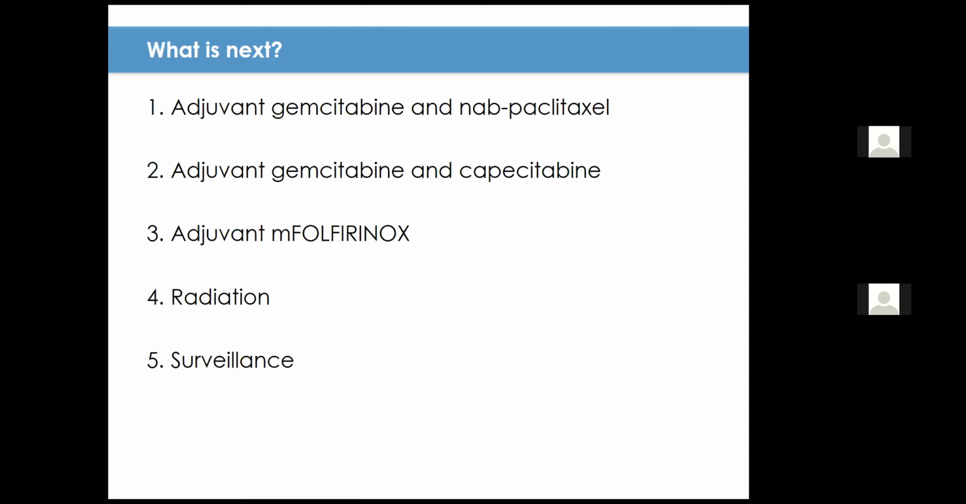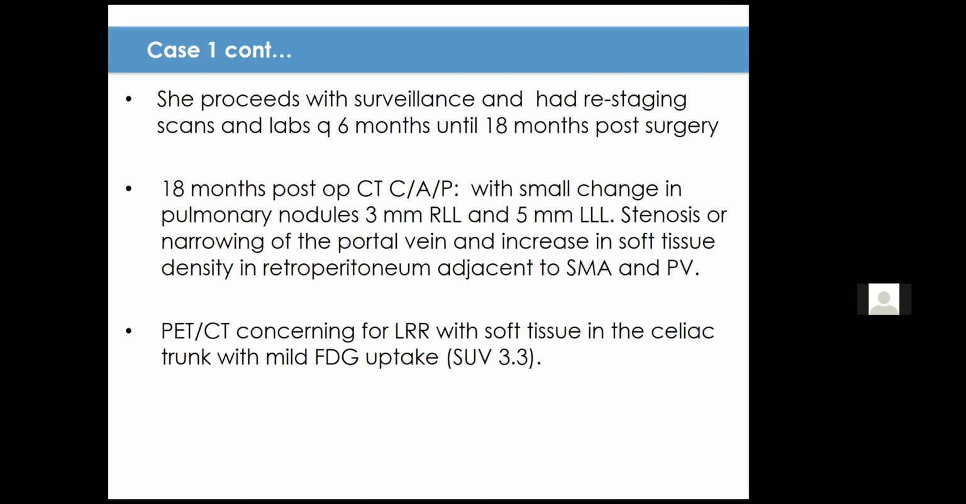Could do surveillance given through 6 months of chemotherapy. Okay, I like that idea, and maybe you have done clinic with Dr. Garrido, because that's what she picked. So she proceeded with surveillance, and she had restaging scans every 6 months until about 18 months post-surgery.